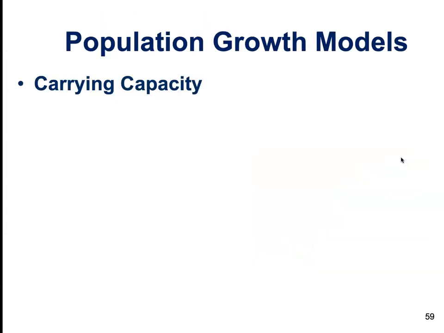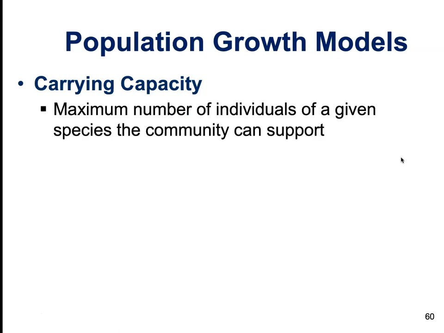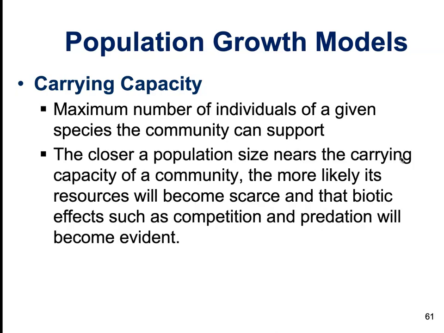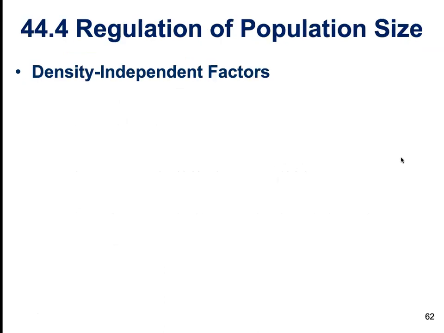When we have reached the stable equilibrium phase, we say that we have reached the carrying capacity. The carrying capacity is the maximum number of individuals of a given species that the community can support. The closer a population size nears the carrying capacity of the community, the more likely its resources will become scarce and that biotic effects like competition and predation will become evident.